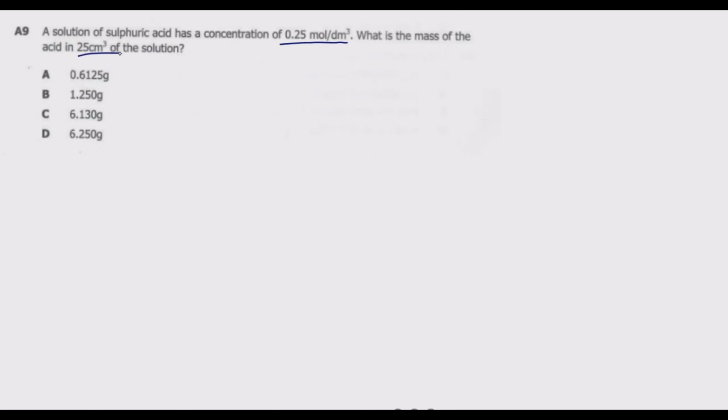So this is sulfuric acid. The question is basically asking us to find the mass. For us to find the mass, we need to know the number of moles. What have we been given? We've been given the molarity and the volume. Molarity is given by number of moles divided by volume. So basically, we can find the number of moles by just multiplying molarity by volume.